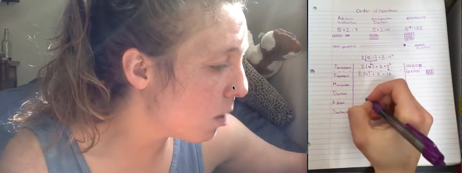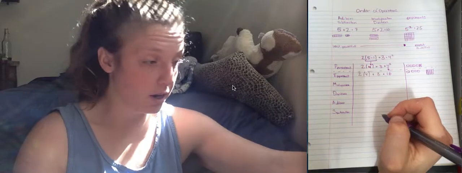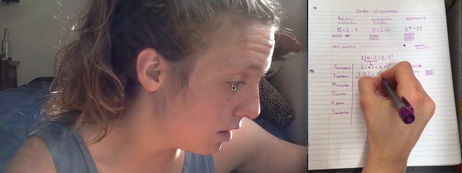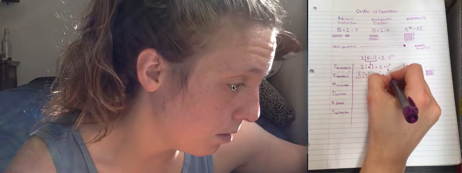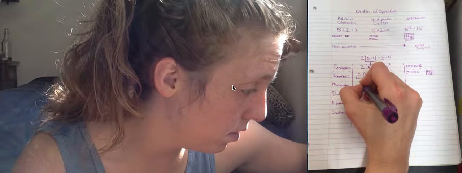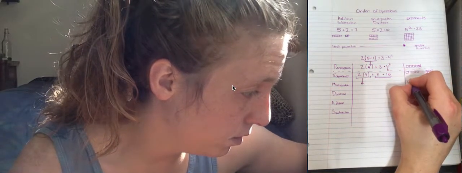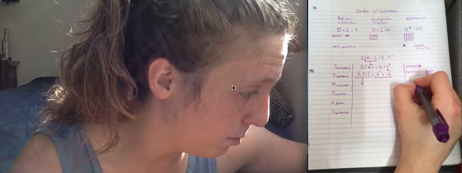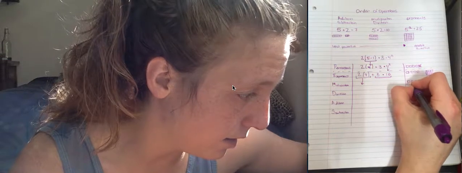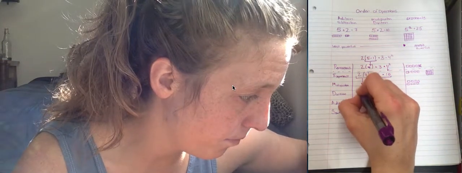Okay, so now we're looking for our multiplication. We actually have 2 multiplication problems in here. We have this multiplication problem, and we have this multiplication problem. We can actually do both of them at the same time. So we have our 2 times 4. So we have our set of 4 blocks. We're making a second set of 4 blocks over here, which gives us 8.